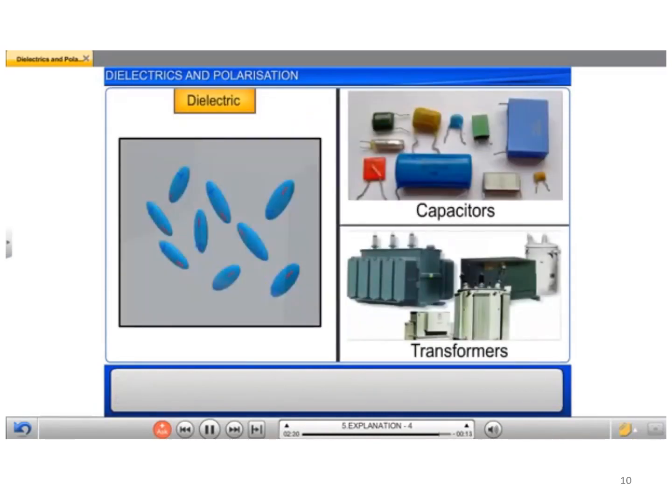Dielectric materials, being non-conducting, are useful in many devices like capacitors, transformers, etc. because of their inherent properties.